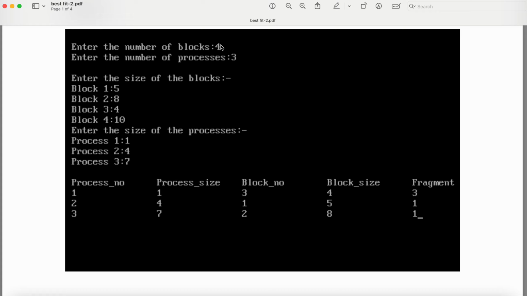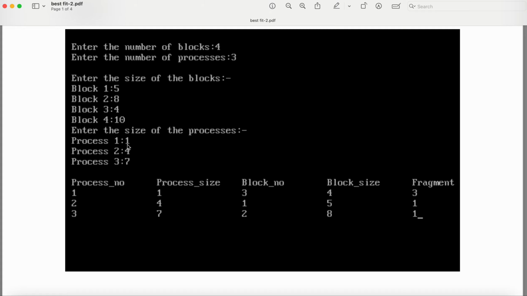Enter number of blocks. Here the block can also be called a partition, hole, or fragment. So 4 blocks are given. Enter number of processes. 3 processes are given. The sizes of the blocks are 5, 8, 4, 10 and the sizes of the processes are 1, 4, 7. Here our target is to store these processes in the corresponding blocks of the main memory.